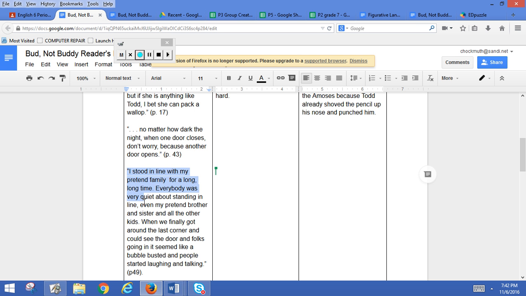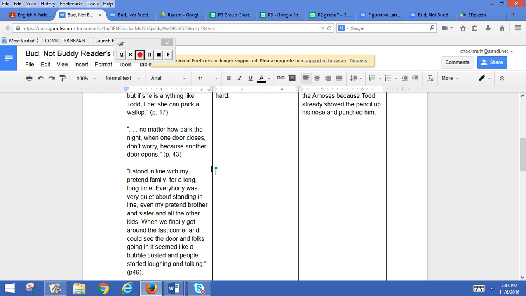I stood in line with my pretend family for a long, long time. Everybody was very quiet about standing in line, even my pretend brother and sister and all the other kids. When we finally got around the last corner and could see the door and folks going in, it seemed like a bubble busted and people started laughing and talking.